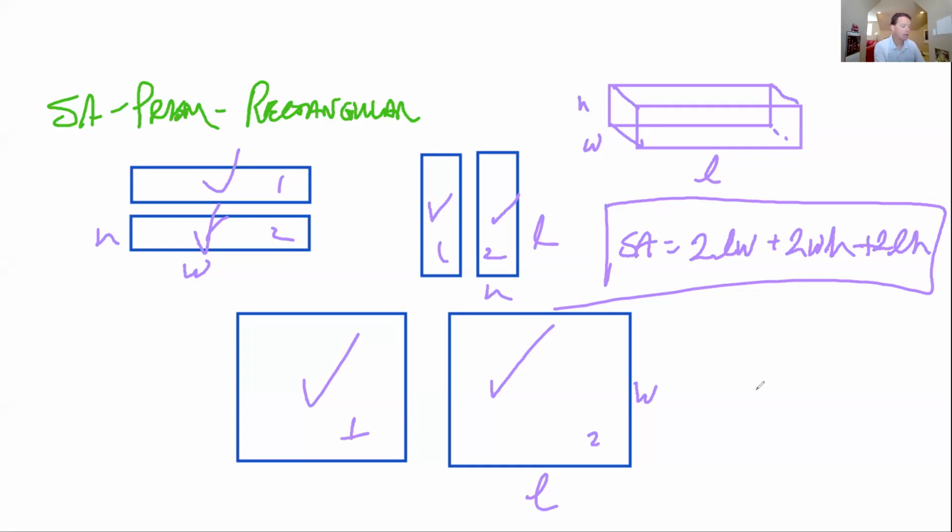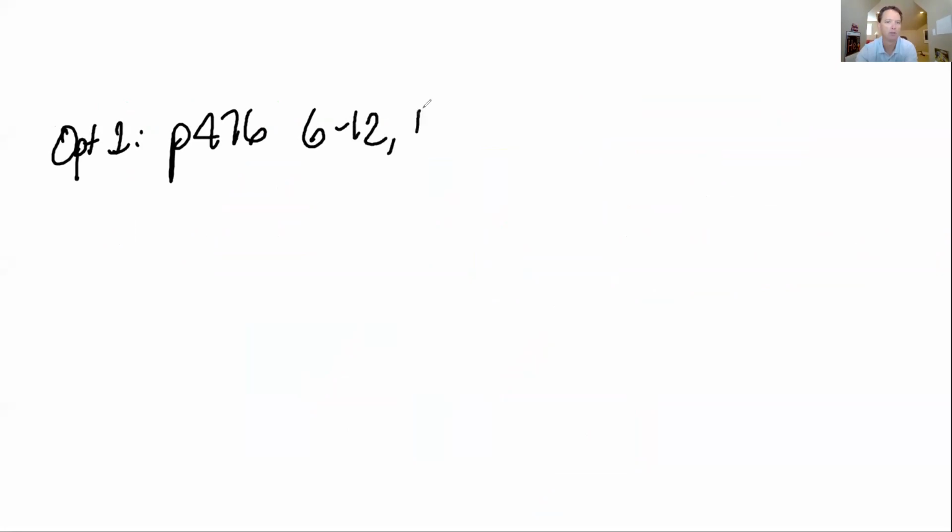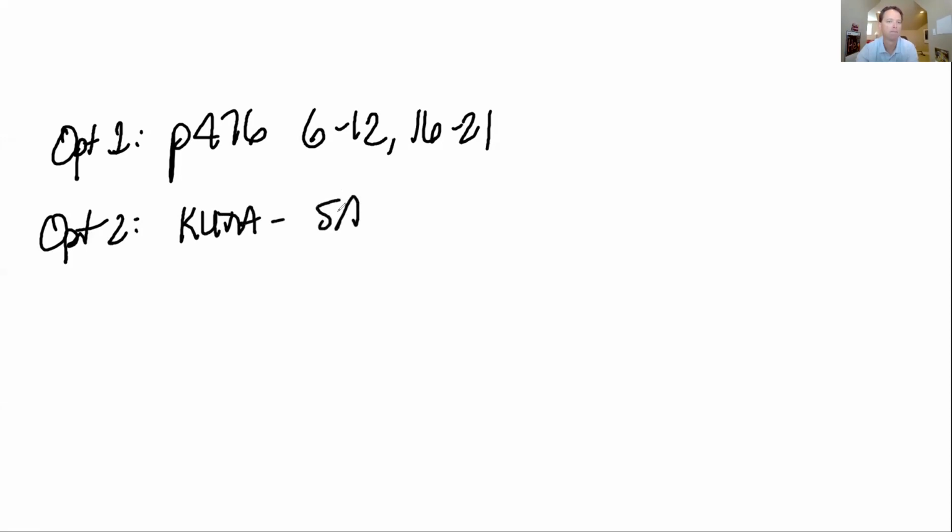So here is the plan for the week. You have 3 assignments from which to choose. Option 1, page 476, problems 6 through 12, 16 to 21. Option 2 is going to be a CUDA worksheet on surface area. Option 3 is going to be a CUDA worksheet on volume.